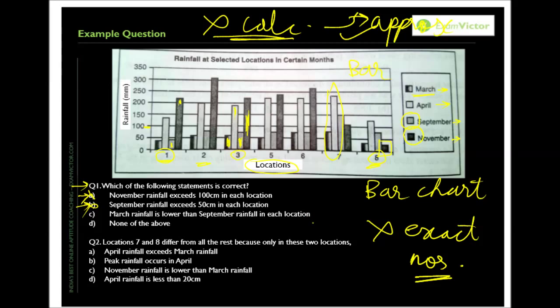March rainfall. So March is this color, September is this color, or it's the first bar and this is the third bar, right? So first and third. March I'm looking for the first bar, the third bar, and I'm saying that it should be lower than September rainfall in each location. Slightly hard to make out here, but you can make out this first bar is slightly lower than the third bar. There is a small amount of difference there.